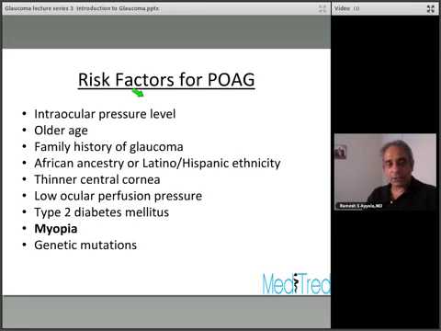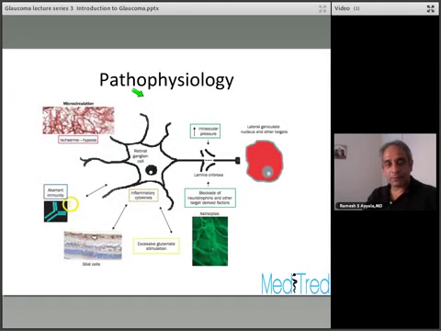So elevated intraocular pressure, as I mentioned at the very beginning of this lecture, is the number one risk factor for someone to develop primary open-angle glaucoma. Older age: as we age, the risk of developing glaucoma increases. A family history of glaucoma, African ancestry or Latino Hispanic ethnicity, thinner central corneas, lower ocular perfusion pressure, type 2 diabetes, myopia, and genetic mutations are all known to be risk factors for POAG.